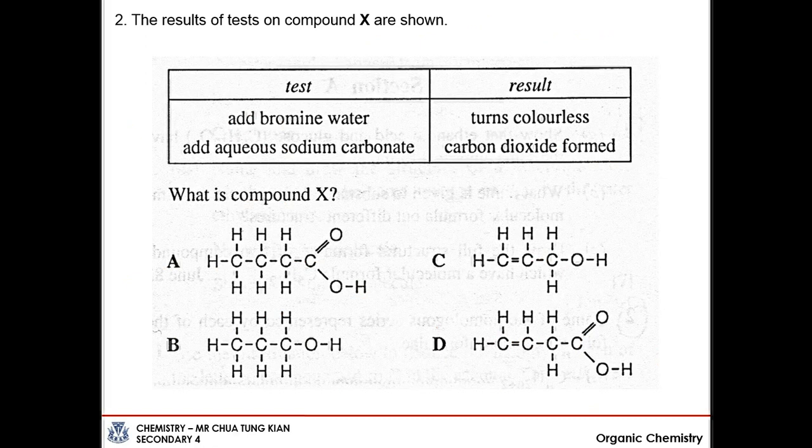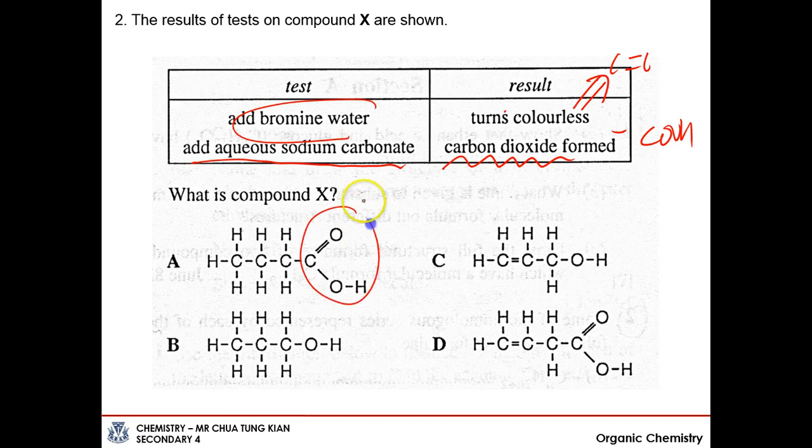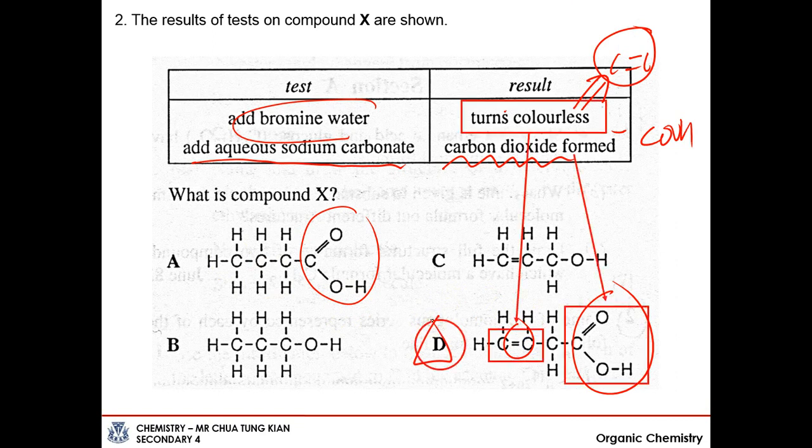Question number 2, you have a series of tests done on compound X as shown. You add bromine water, turns colorless. It means that there is a double bond present, at least one double bond present. You add aqueous sodium carbonate and you see carbon dioxide. So this is a carbonate, so acid carbonate, you get carbon dioxide. So there must be a carboxyl group present. So look for the compound with a carboxyl group and a double bond. And the answer will be D. Okay.